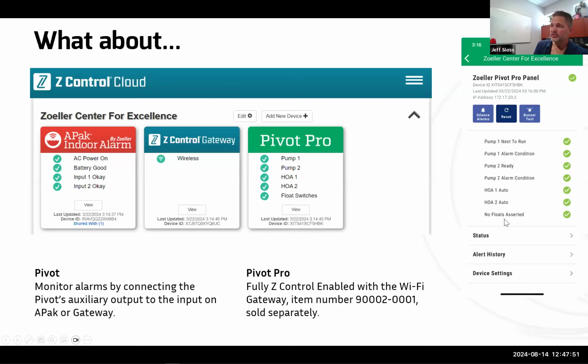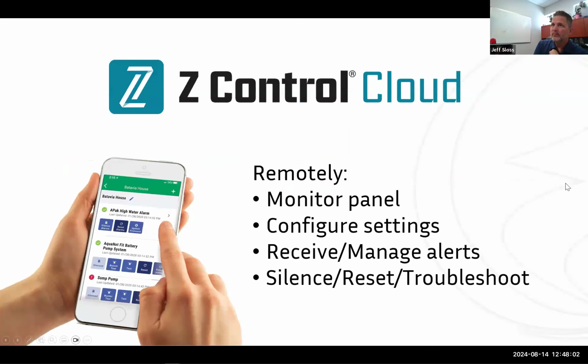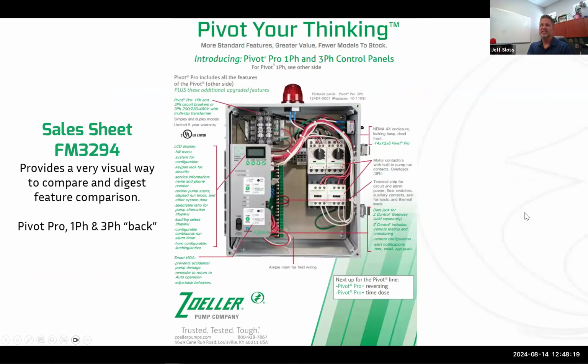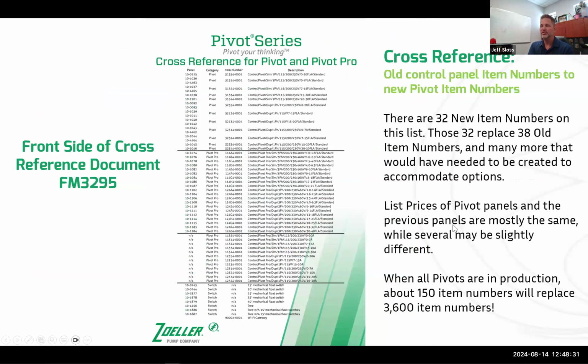That's the mobile screen. These go very many pages deep. But everything you can do online on our webpage, you can do in the mobile app. So you're monitoring, configuring, you can silence, reset, troubleshoot, get all your alerts, all that kind of thing. There's a lot of different assets or literature out there. This sales sheet does a nice job of packing a lot of information onto one page. You've got Pivot on one side and Pivot Pro on the other. It gives you a good idea of the kinds of things that the Pivot accomplishes.